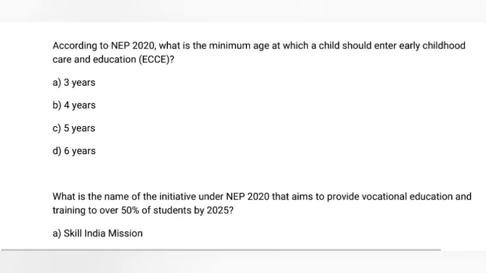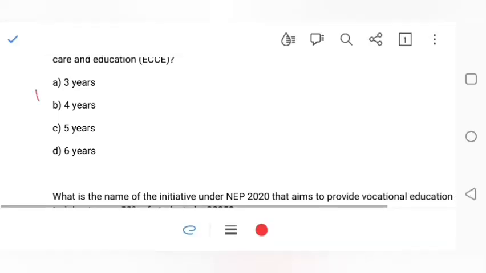Next, according to NEP 2020, what is the minimum age at which a child should enter early childhood care and education, which is in short form called ECCE? 3, 4, 5, 6 years. It will be 3 years. Number A, 3 years.